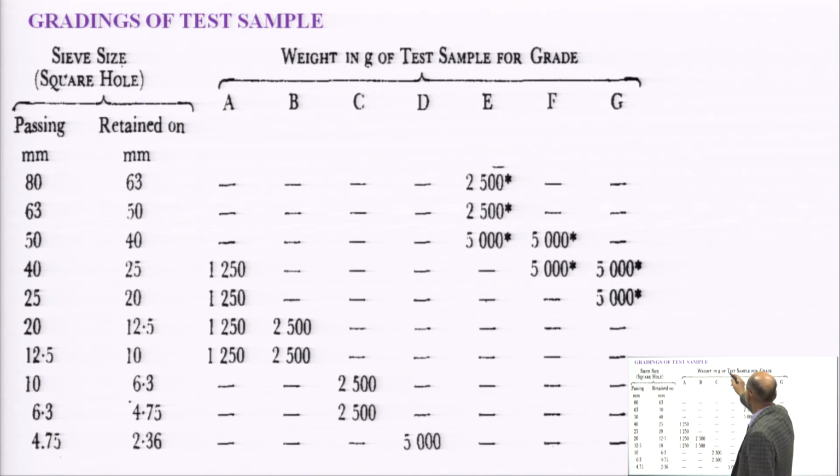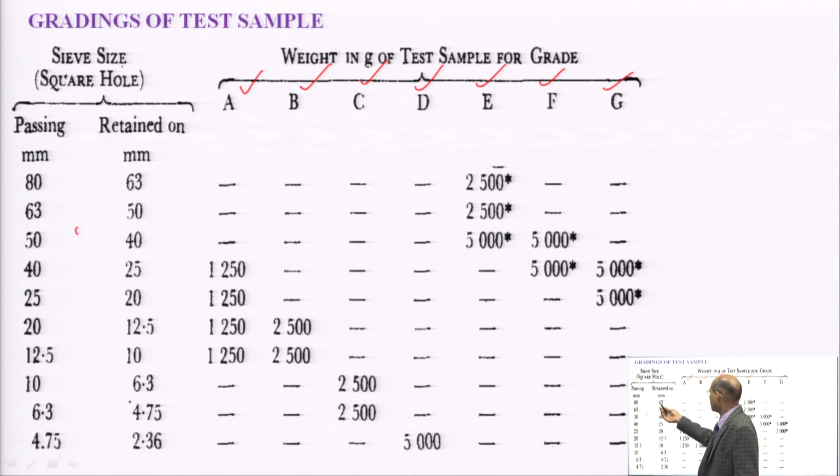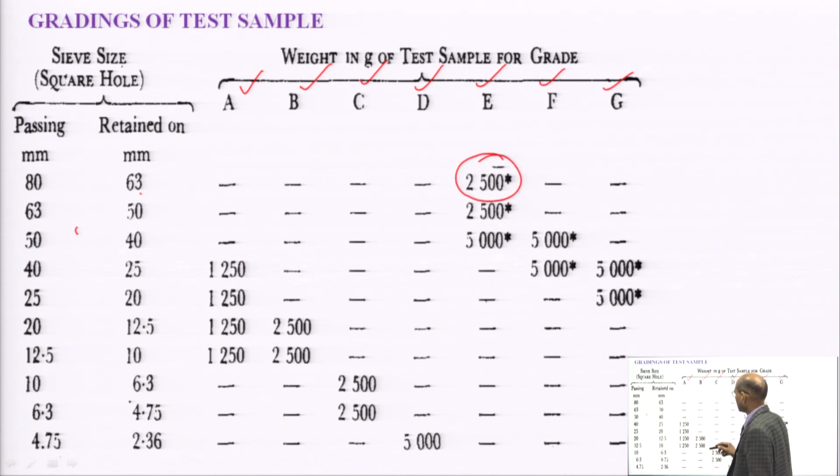Suppose in the test, this is A grade, B grade, C grade, D grade, E grade, F grade, G grade. Okay. So, in this one, if it is passing 80 and retained on 63 mm, then it is under E grade. If it is 63 and passing 50, then it is under E grade. Between 50 and retained on 40, this is E grade or F grade. So, similarly, we have other grades like this.